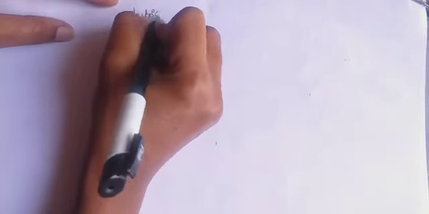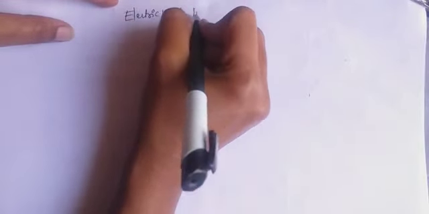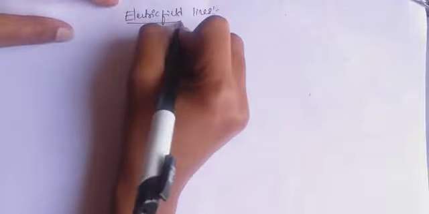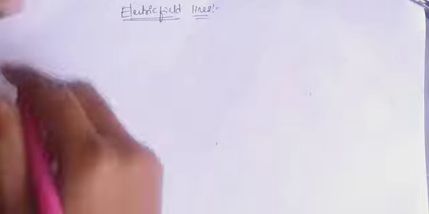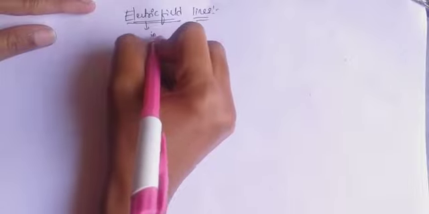So, electric field lines. Electric field lines are imaginary lines which are used to represent the electric field. They give the strength of the electric field and its representation. These are imaginary lines.